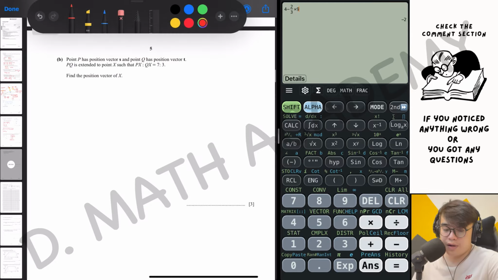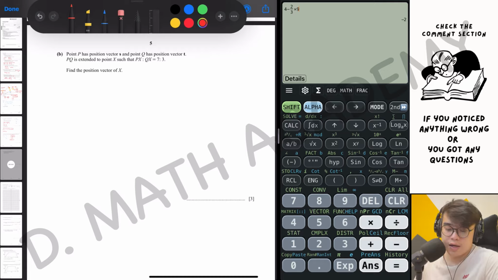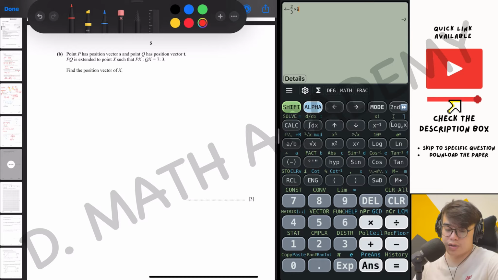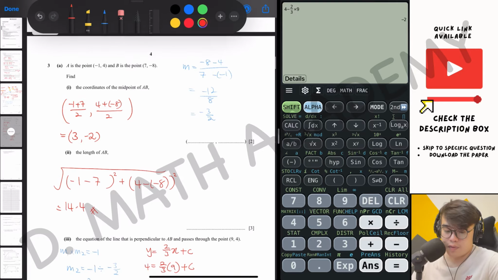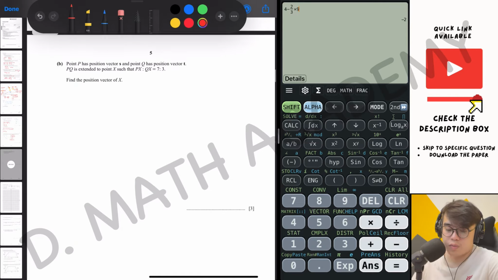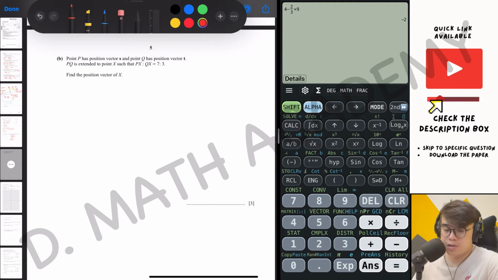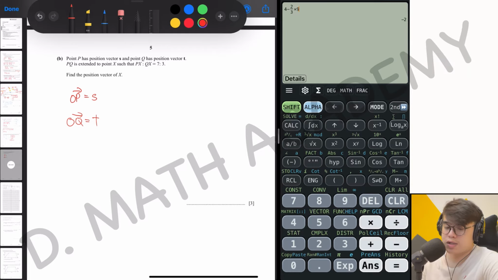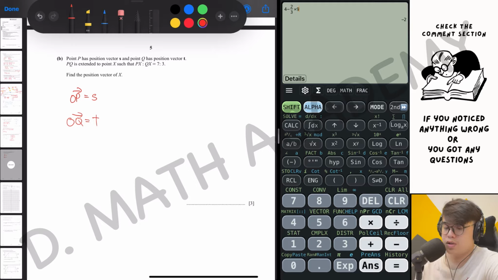Lastly, we have a point P here with the position vector S and point Q with a position vector of T. PQ is extended to point X such that, so we must have our points P and Q here first, but then we don't have it. OP is S, OQ is T. So PX to QX is 7 to 3. This is what they meant.